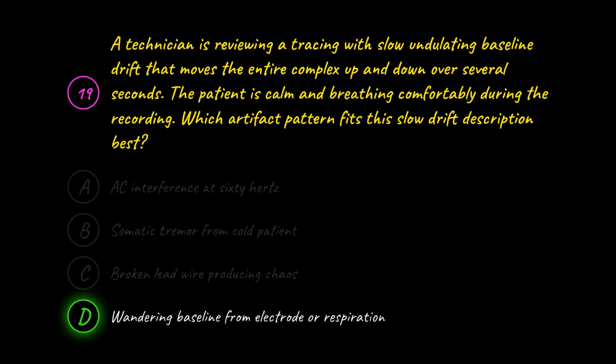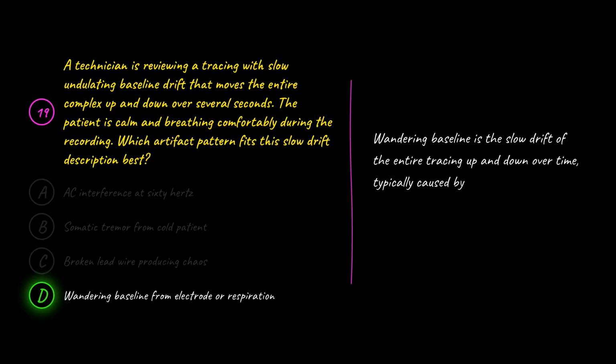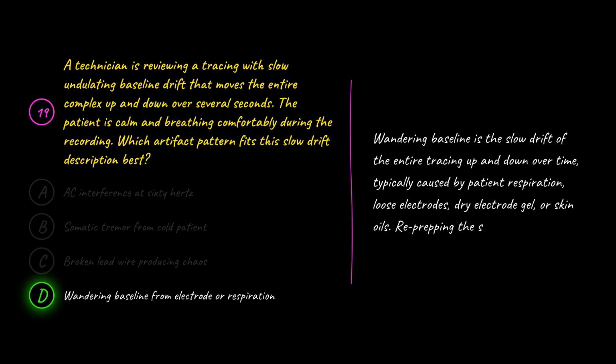The correct answer is D. Wandering baseline from electrode or respiration. D is correct because wandering baseline is the slow drift of the entire tracing up and down over time, typically caused by patient respiration, loose electrodes, dry electrode gel, or skin oils. Re-prepping the skin and replacing electrodes often resolves the drift.